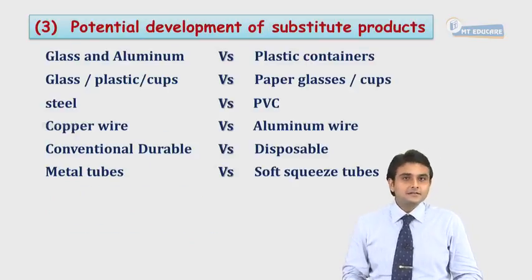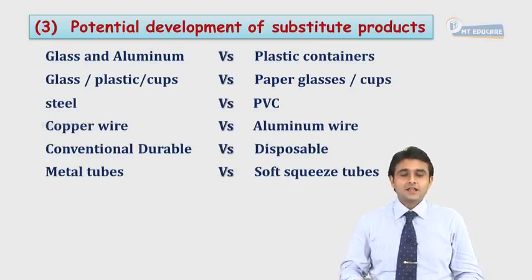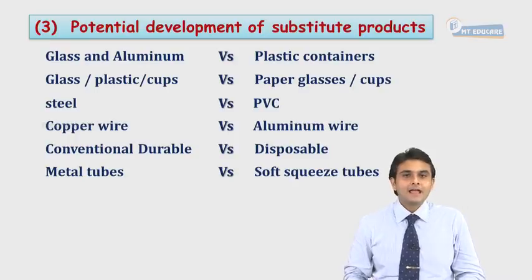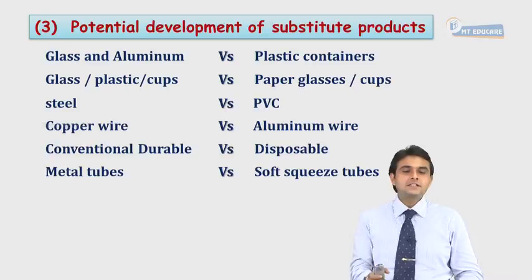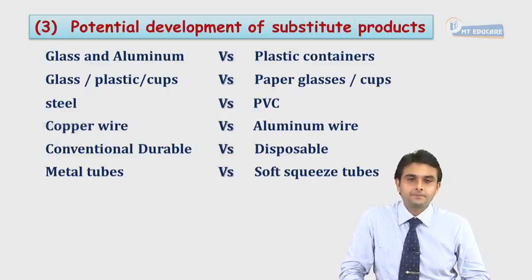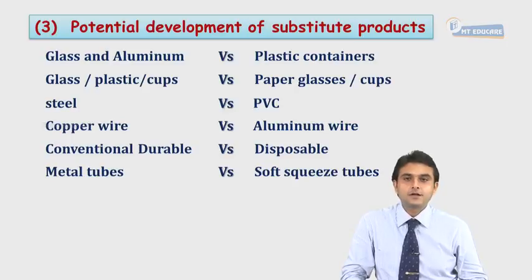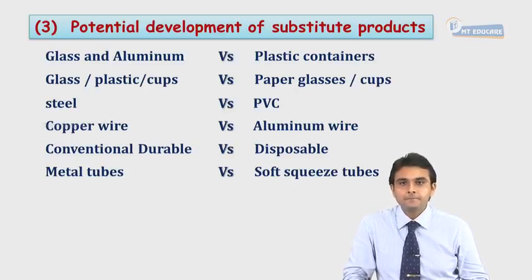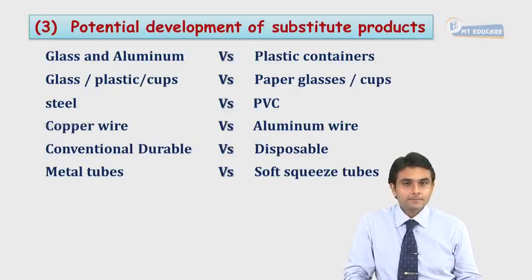The third factor that will have an influence on the competition is the potential development of substitute products. Now, we can just take a look at substitute products. For example, these days we observe a lot of use of plastic articles, disposable articles. Earlier the trend was non-disposable articles, for example, goods made of glass or aluminium or steel. Those are replaced with durable products.